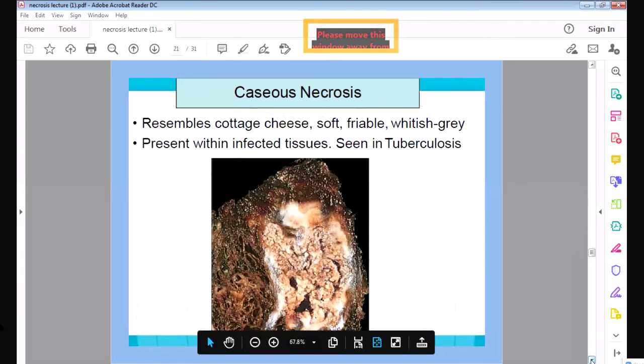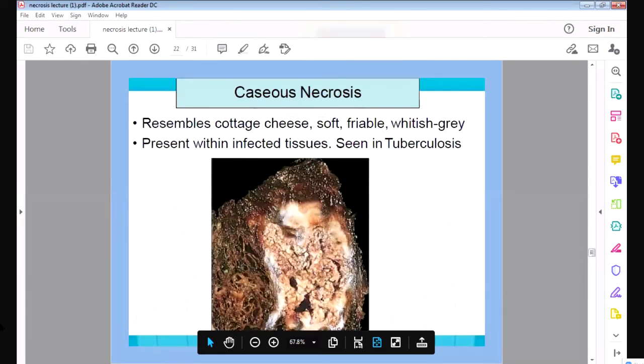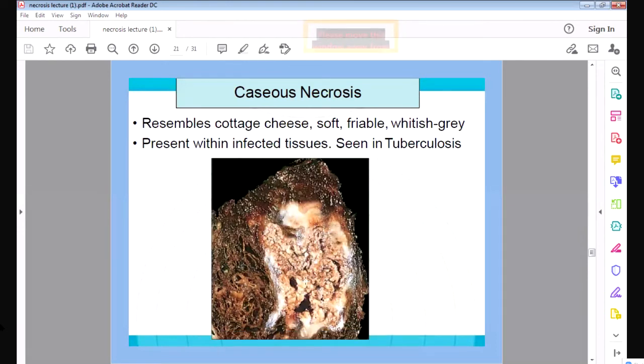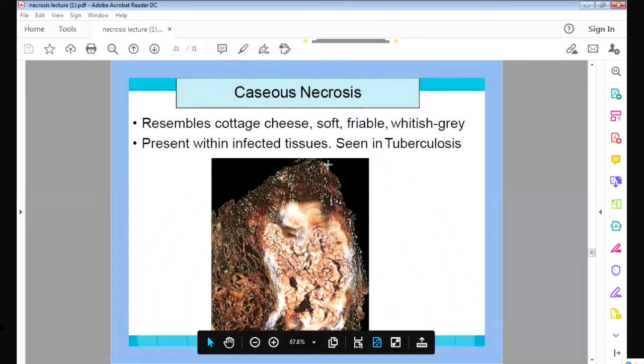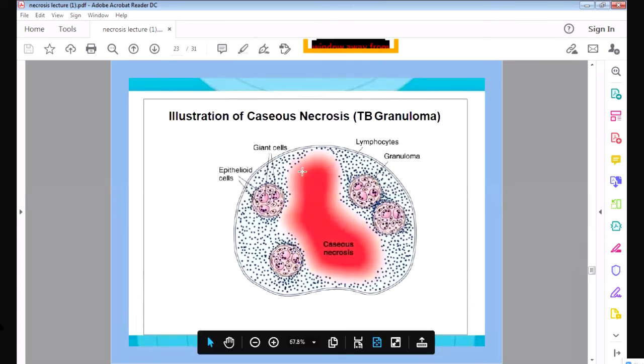And if you observe under the microscope, if you take a small tissue from this area and observe under the microscope, you will find like this. You will find a central pink area. This is called the caseous necrosis. The central area is the caseous necrosis.